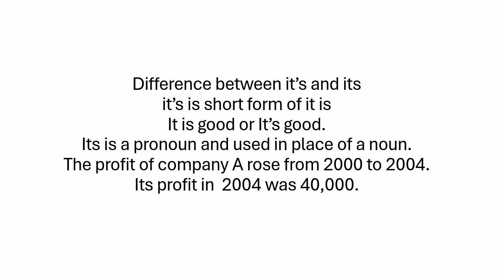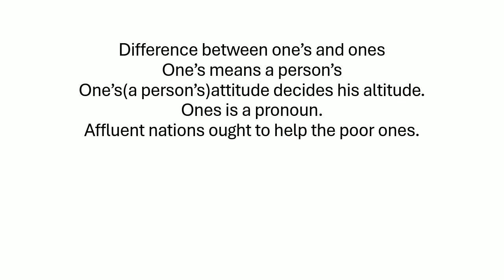Let us see the difference between one with apostrophe s and ones. One's means a person's. One's attitude decides his altitude. You can also say a person's attitude decides his altitude. So a person's thinking, you can say one's thinking.